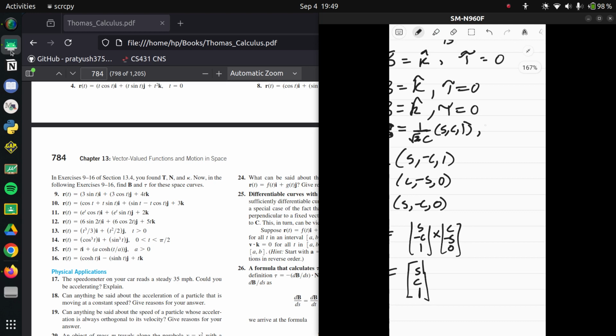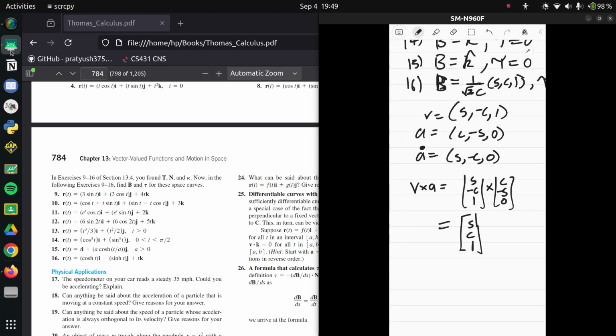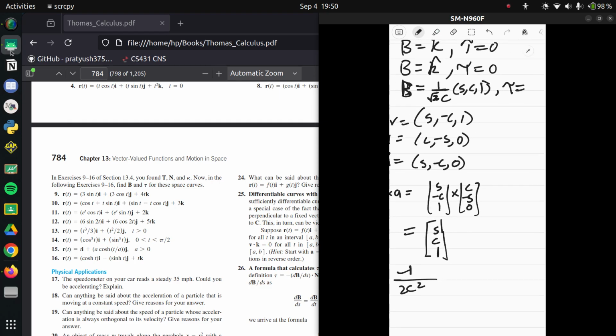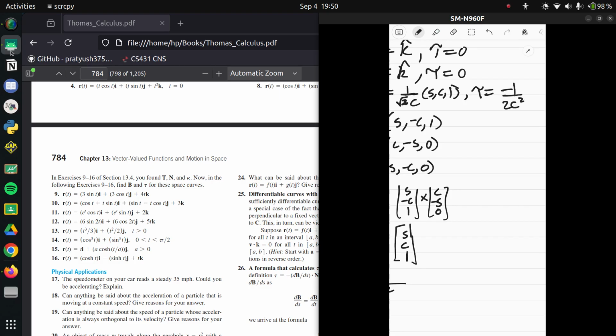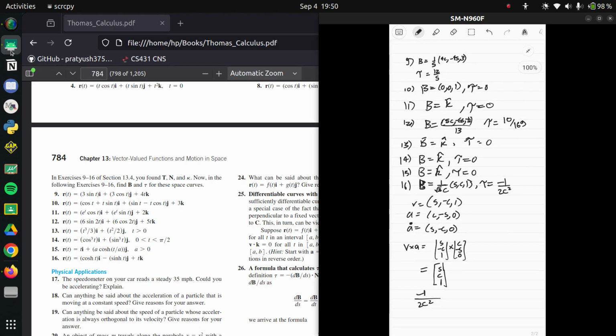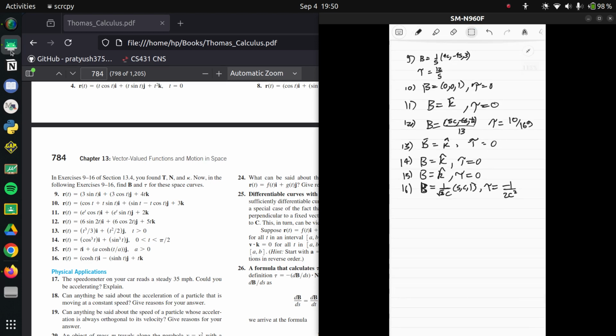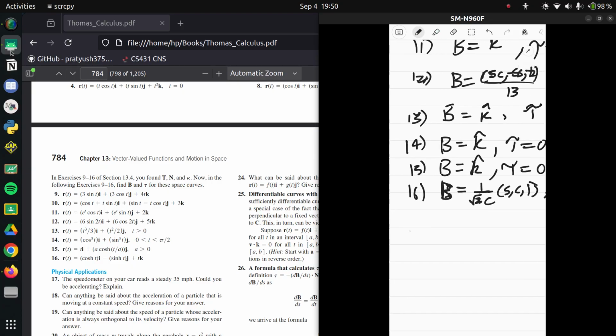and your tau, we take a dot product of that with this, so it just turns out to be s square minus c square, which is just minus 1, and that upon the magnitude of v cross a squared, which we know is s square plus c square plus 1, which turns out to be 2c square. So it's minus 1 upon 2c square. That probably, yeah, that actually does it. Sure, move on. So that's 16th. 17th.